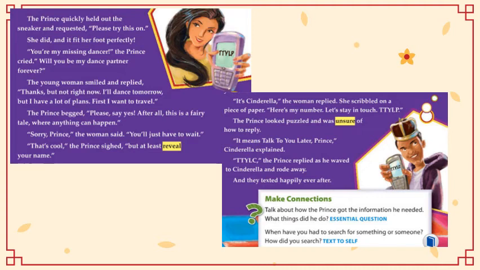She scribbled on a piece of paper. "Here's my number. Let's stay in touch. TTYLP. Talk to you later, prince." The prince looked puzzled and was unsure of how to reply. "It means talk to you later, prince," Cinderella explained. "TTYLC," the prince replied as he waved to Cinderella and rode away, and they texted happily ever after.